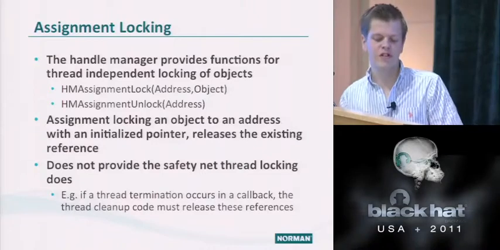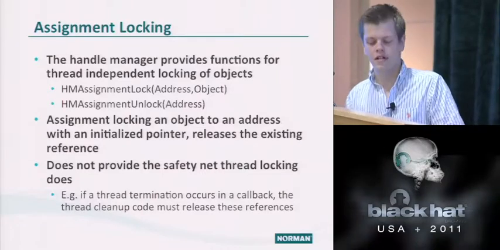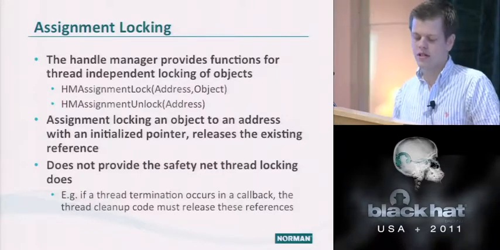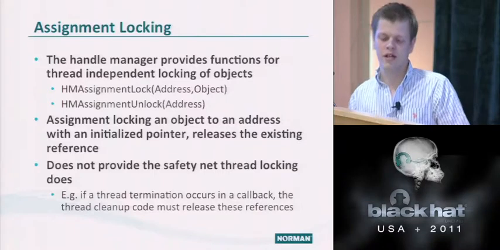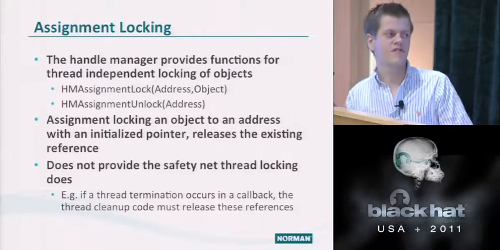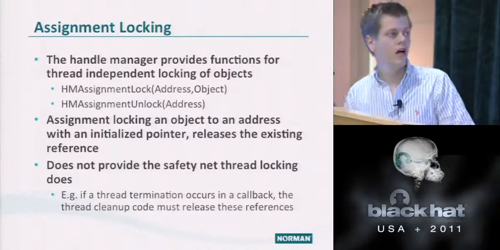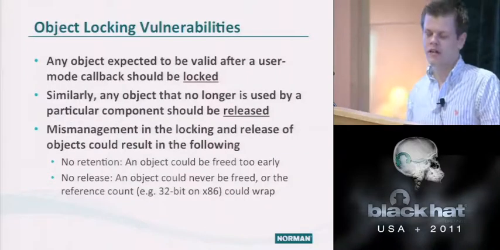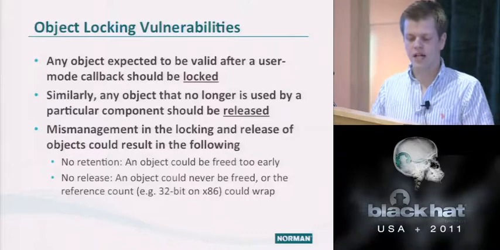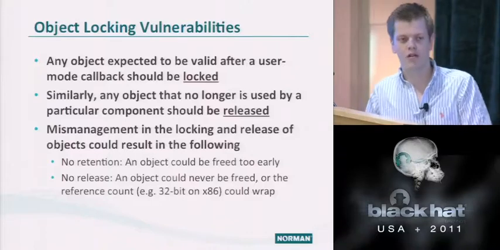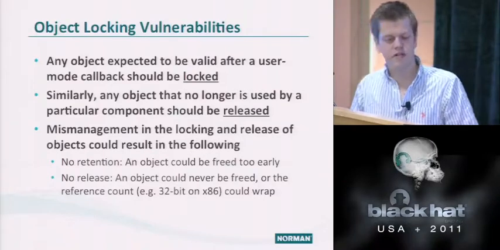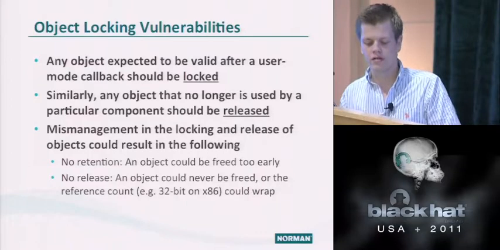And this functionality does not provide the same safety net, so to speak, that thread locking does, because if a thread terminates in a callback, the thread termination code itself has to release these references individually. If they fail to do this, we might have some inconsistency in the lock counting. So any object expected to be valid after a user mode callback should be locked. Any object that is no longer used by a particular component should be unlocked or released.